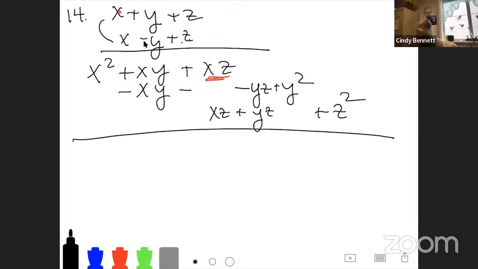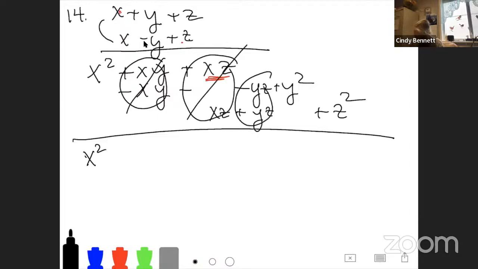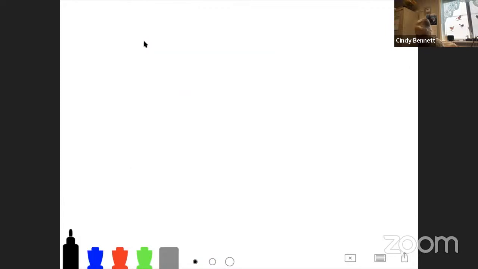Now I am going to add like terms. x squared, okay, this cancels out because it's a negative and a positive. Negative and a positive. Negative and a positive. Plus y squared plus z squared. And we are done. All right, number 15.